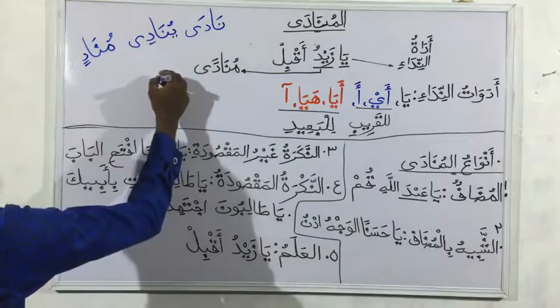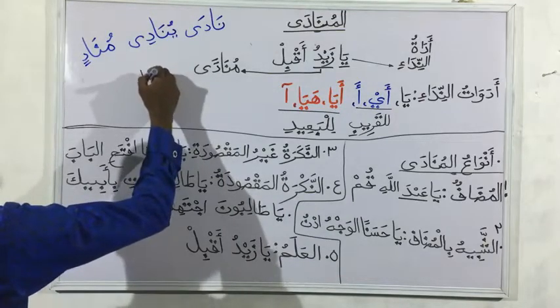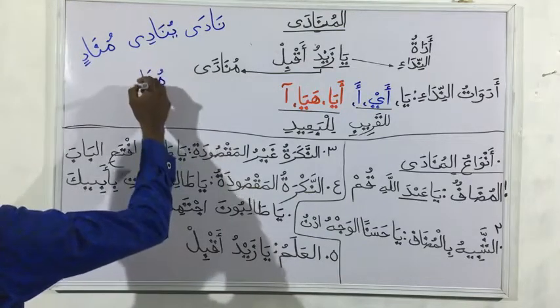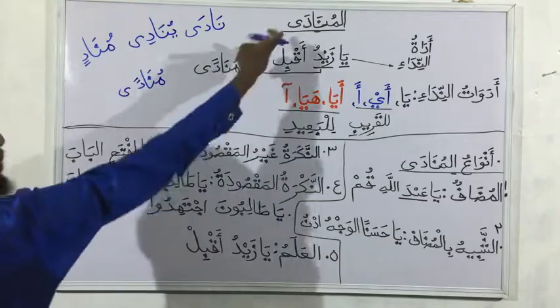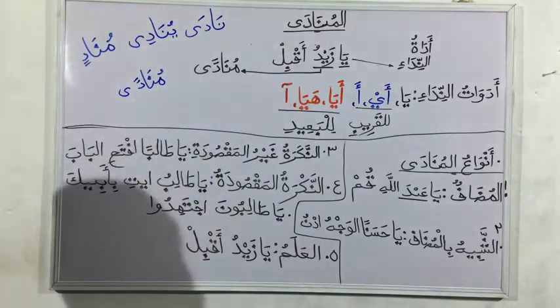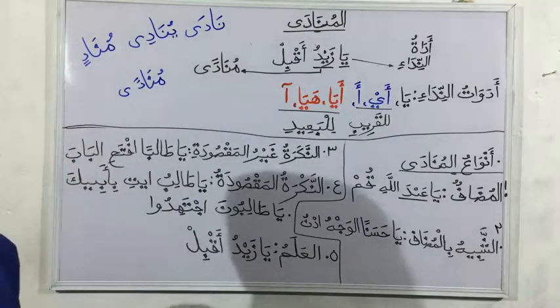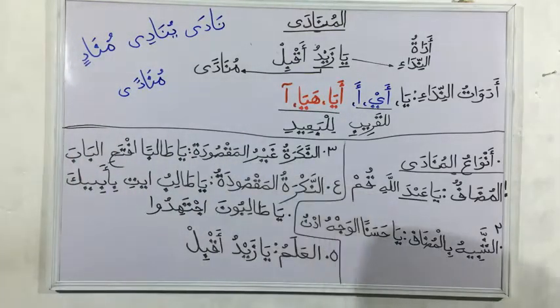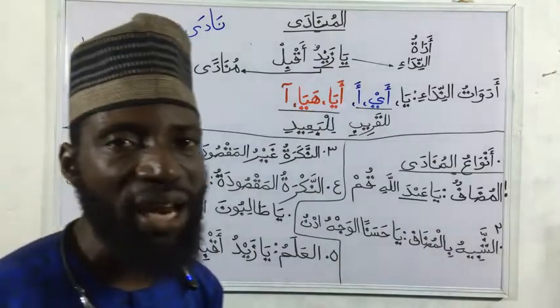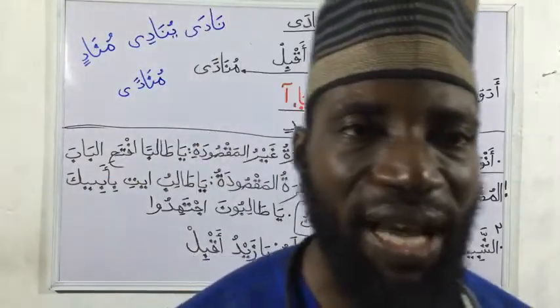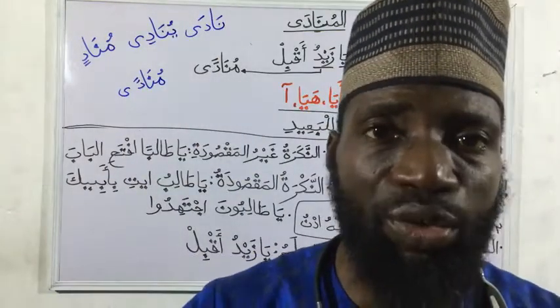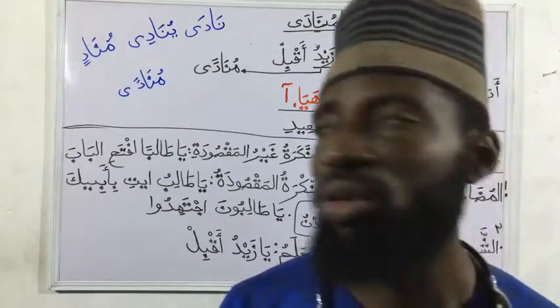So munadan will be what? The person being called. Munadan. Can you see? So that's where the word munada comes from. So munadin is the caller. Munada is the person that is being called. So for the person being called in Arabic, there are rules guiding the i'rab. It's grammatical analysis. So that's what we are looking at.